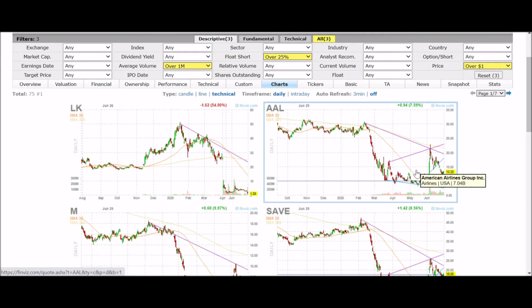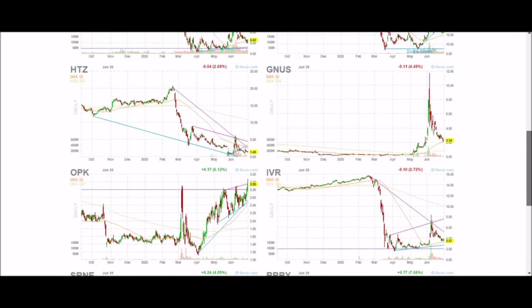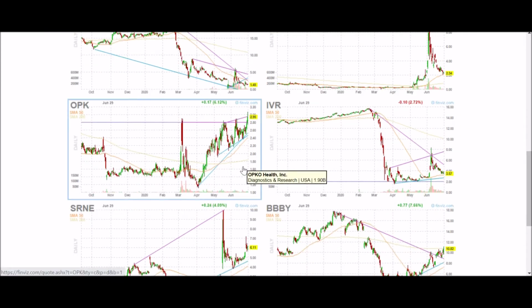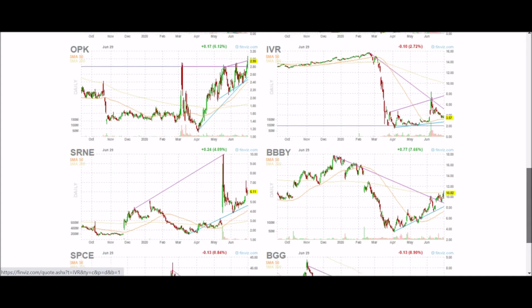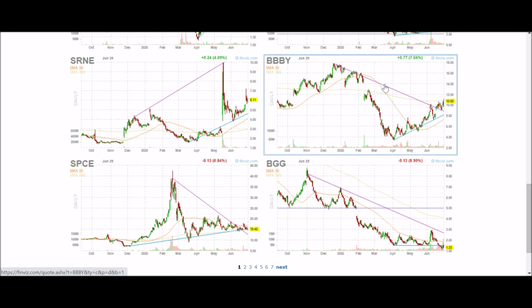I might take a look at American Airlines. Let's come back to that. OPK, for example, is a pretty bullish looking chart at a glance. I'm going to come back and look at that. Same thing with Bed Bath & Beyond. You can see it's above all these moving averages. There are even these automatic trend lines that they put in Finviz. It's well above this trend line. You have a big gap up here. So this is a good opportunity for a short squeeze.